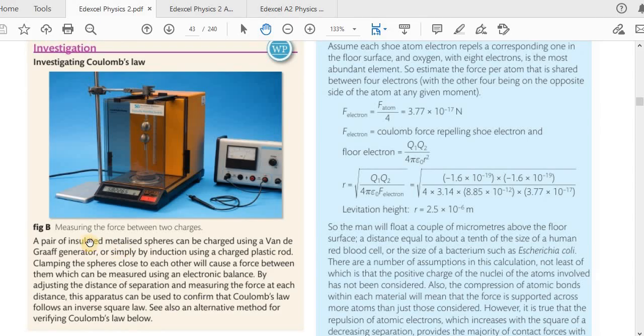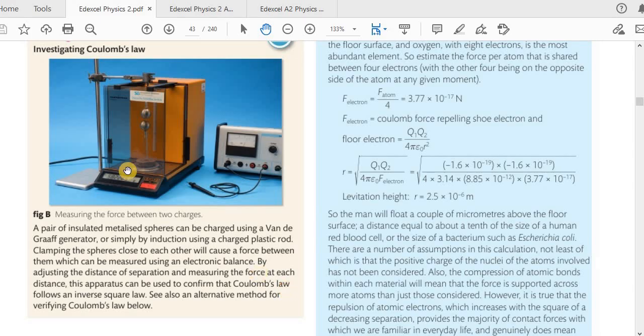Okay, so let's see. Measuring the force between two charges: a pair of insulated metallized spheres can be charged using a Van de Graaff generator, or simply by induction using a charged plastic rod. You can see these are both insulated, so you can charge a plastic rod and keep it on the sphere. The charge will move from the charged rod to the sphere, and this way you can charge the sphere. Clamping the spheres close to each other will cause a force between them, which can be measured using an electronic balance, also called a top pan balance.